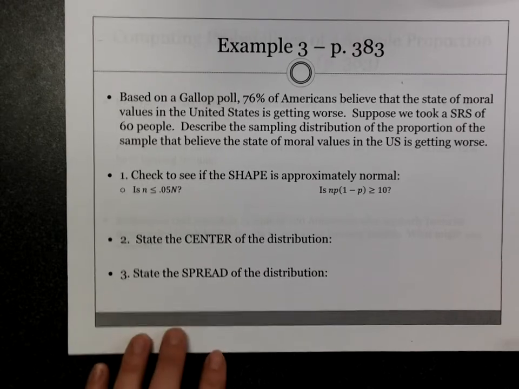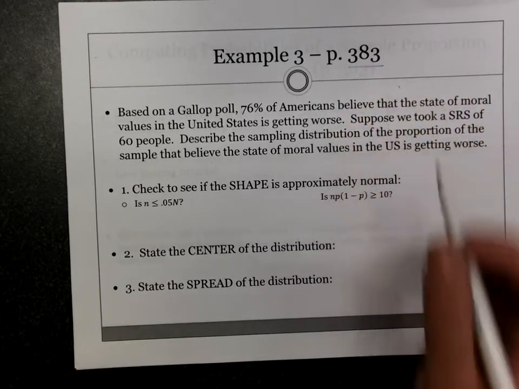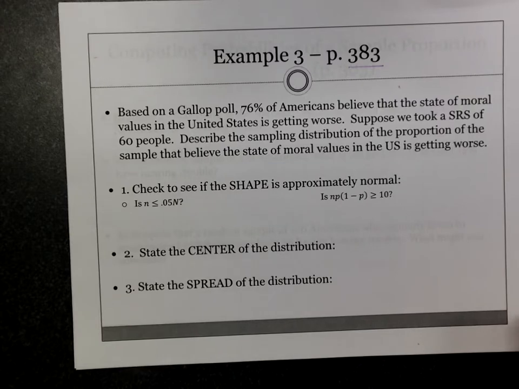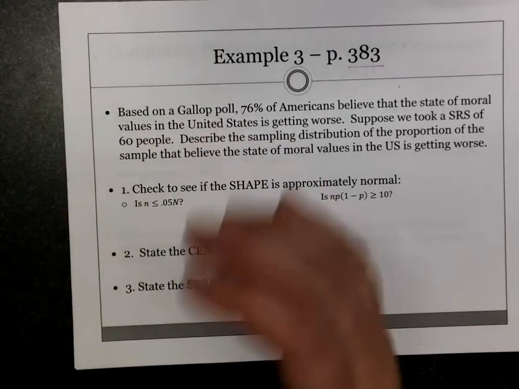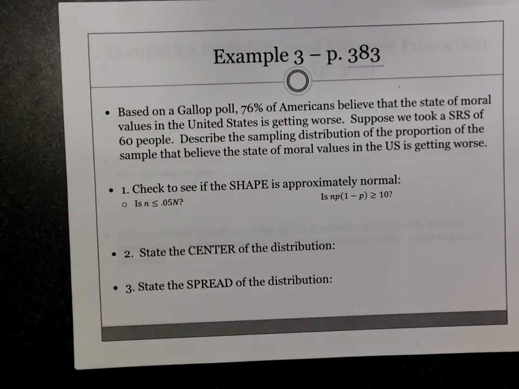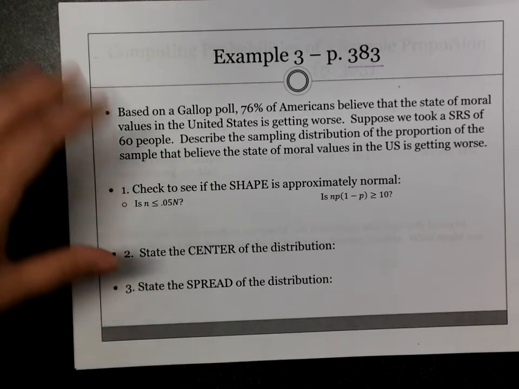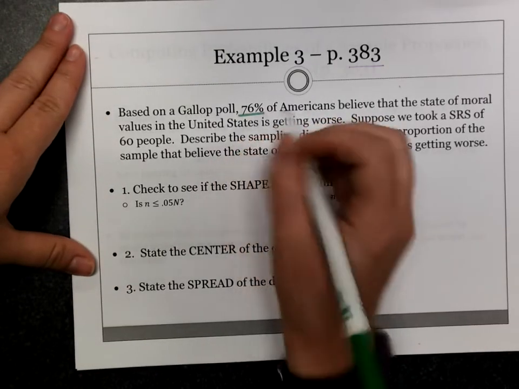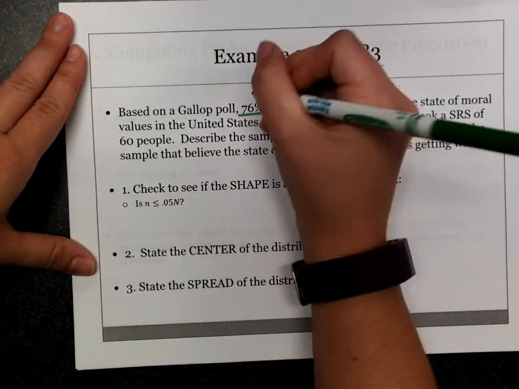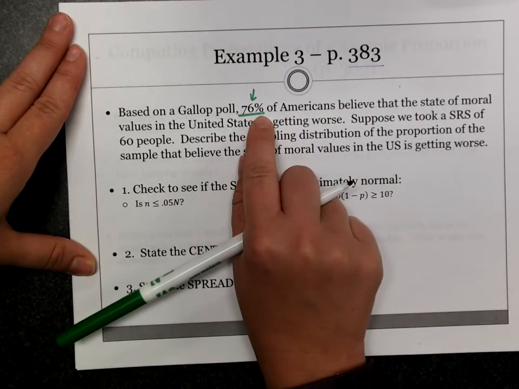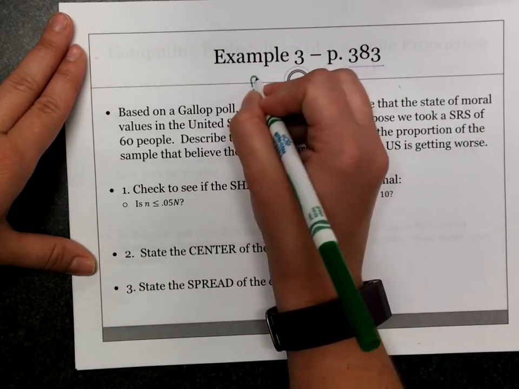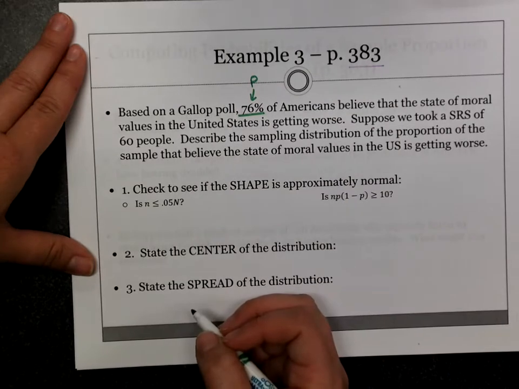All right, so here's an example from page 383. It says, based on a Gallup poll, Gallup is an organization that does a lot of surveys and polls, 76% of Americans believe that the state of moral values in the U.S. is getting worse. So right away, you have a percentage. When you have a percentage, you're talking about proportions. That's a p-value.